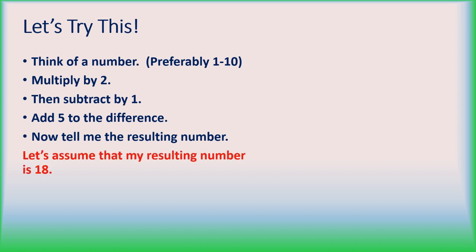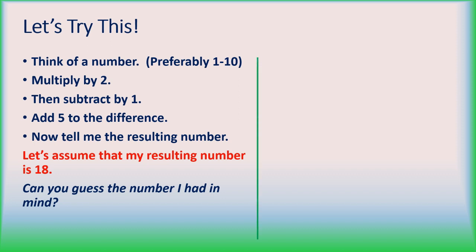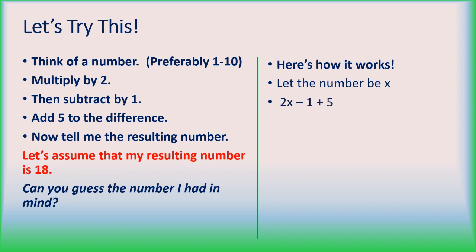Let's assume that my resulting number is 18. Can you guess the number that I had in mind? Here's how it works. We let the number that I had in mind be x. Then we do the operations: multiply it by 2, then subtract 1, so we have 2x minus 1. To the difference, we add 5, so we have 2x minus 1 plus 5. Simplifying this, we have 2x and then negative 1 plus 5, that is positive 4. Therefore, we have 2x plus 4. And this is now our equation for the given instruction.